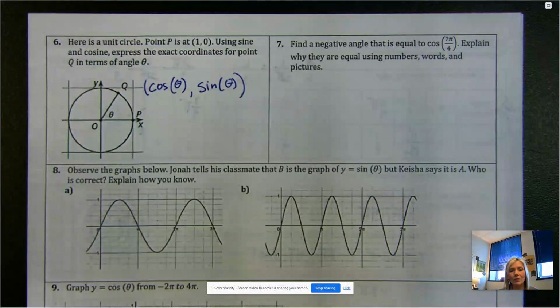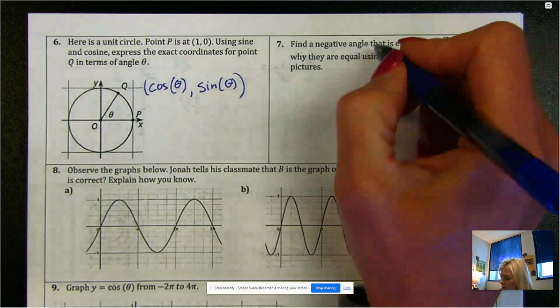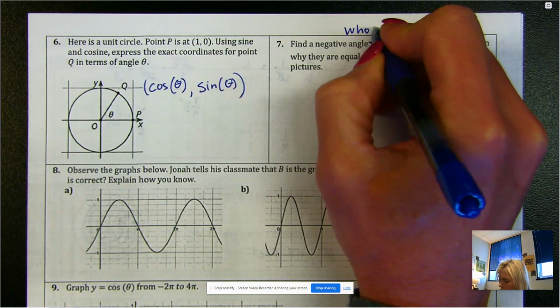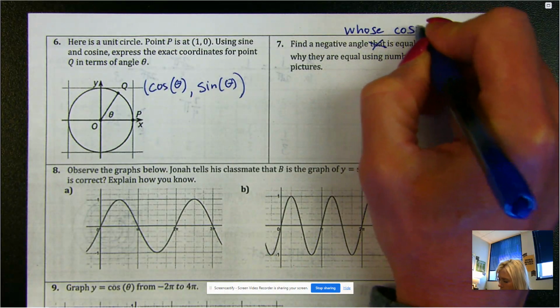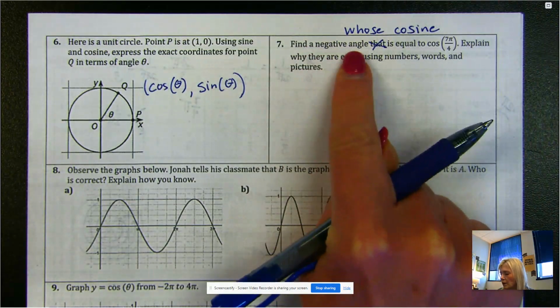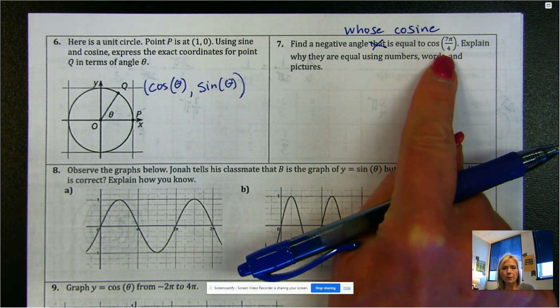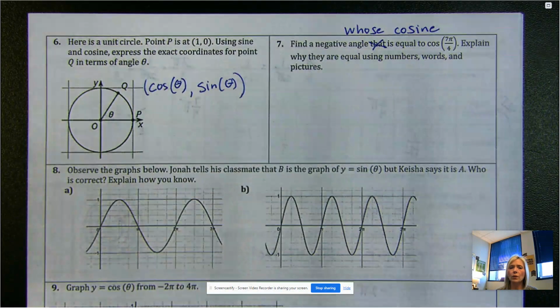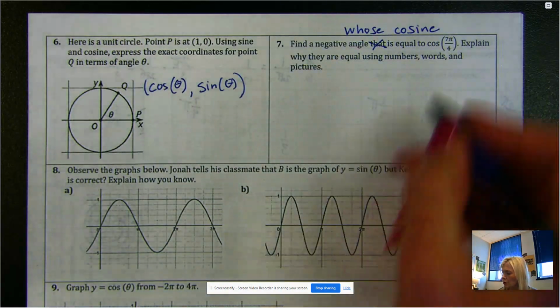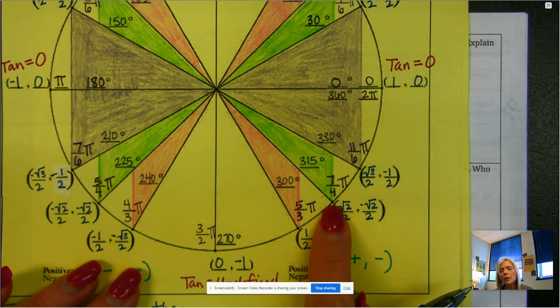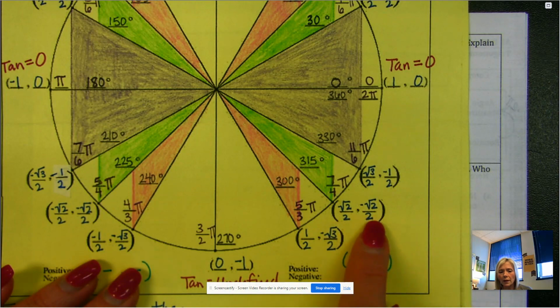On number 7, find a negative angle whose cosine is equal to the cosine of 7 pi over 4. Explain why they're equal using numbers, words, and pictures. So on the unit circle, 7 pi over 4 is down here. So any angle that also lands right there is going to have the same cosine and the same sine.